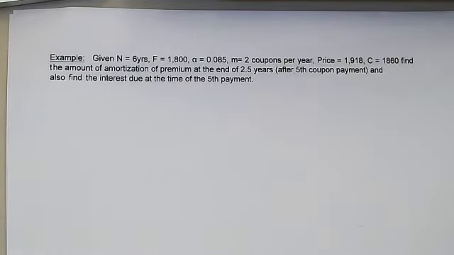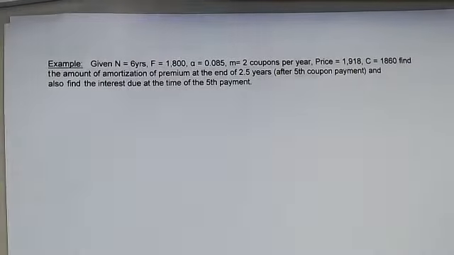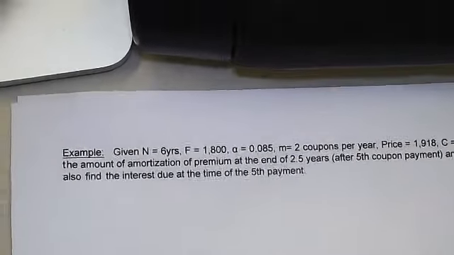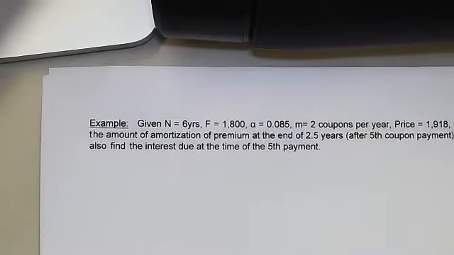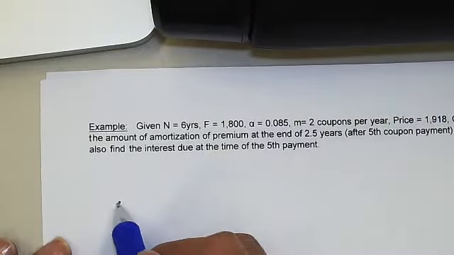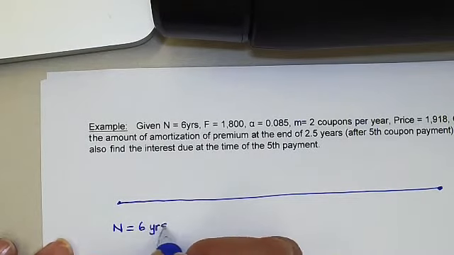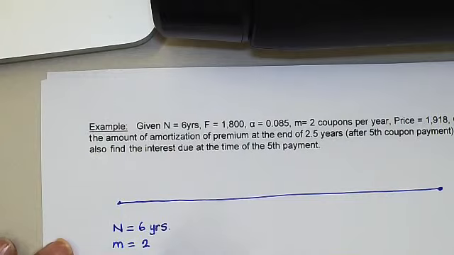All right, next page. Given n equals 6 years, F equals 1800, alpha 2 equals 0.085, m equals 2 coupons per year, price equals 1918, C equals 1860. Looks like they gave you everything. Find the amount of amortization of premium at the end of 2.5 years. I want to draw a timeline. Let's begin with the timeline.